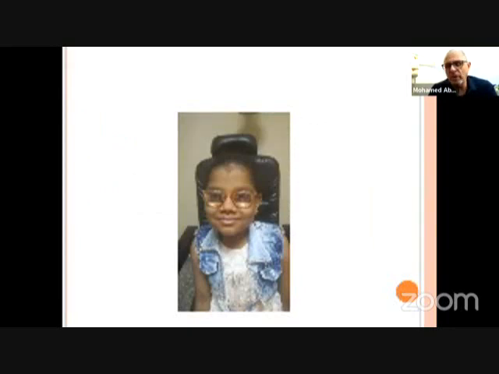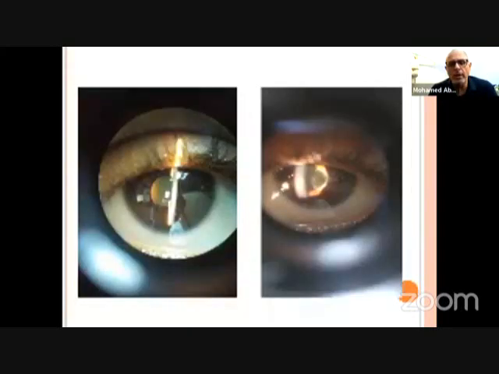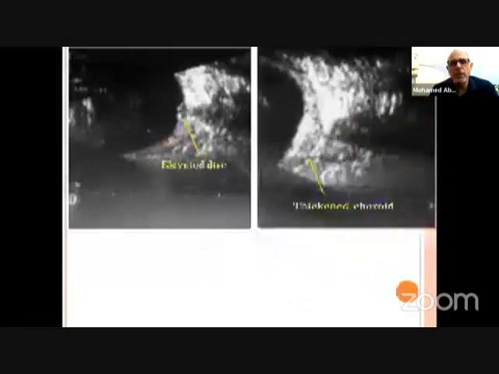This is another child with juvenile idiopathic arthritis who was doing very well actually after cataract removal. However, the parents stopped the treatment. They felt the patient is good, so they stopped all treatment, including her Humira, and she developed a very severe relapse. After controlling the relapse, she started to develop hypotony. And it's a progressive hypotony.